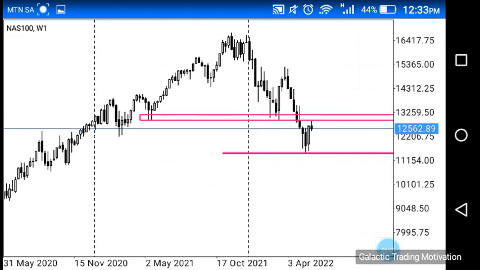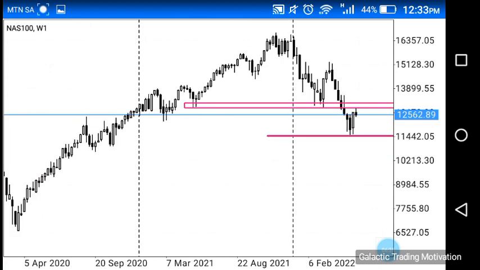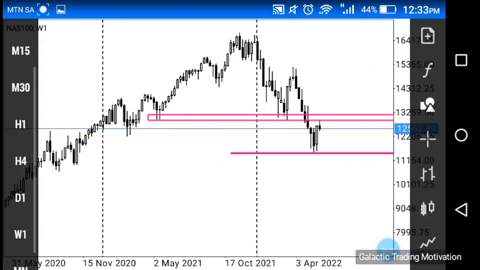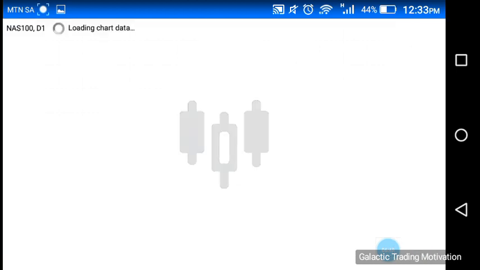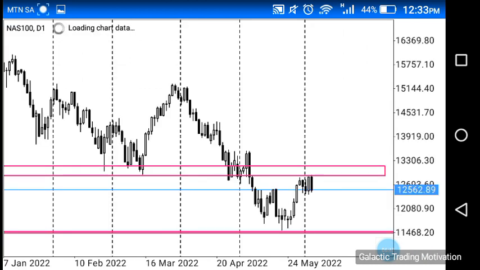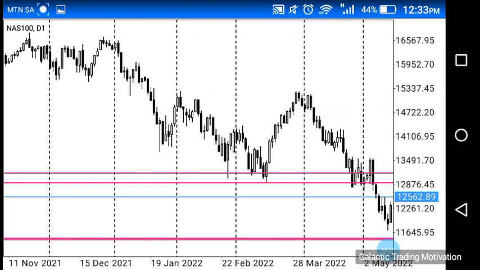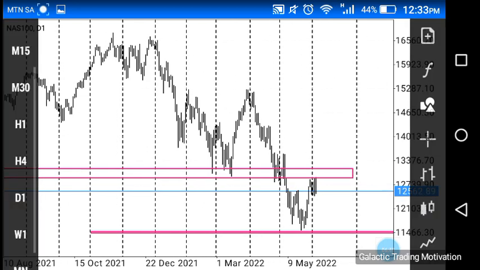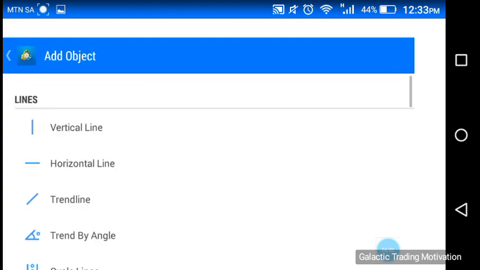From here, what I'm going to do is head over to the daily chart, seeing that I don't really see anything else on this chart that is significant. So here we are on the daily chart. The first thing that I'm going to do on this daily chart is actually add my channel. Just bear with me.